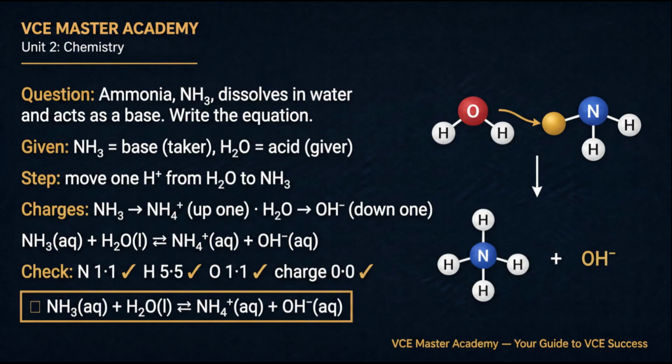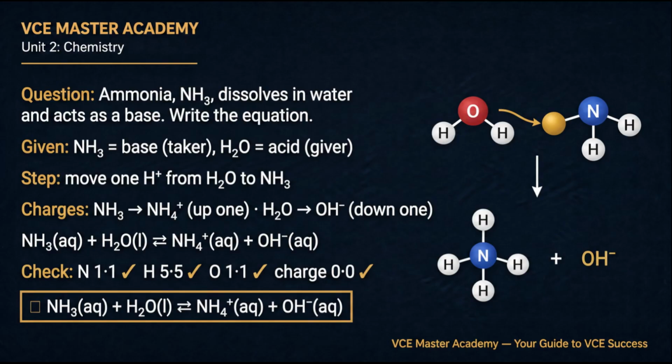Step 2, move exactly 1 H+ from water to ammonia. Step 3, fix the charges. Ammonia was neutral, it gained a +1 ball, so it becomes NH4+, the ammonium ion. Water was neutral, it lost a +1 ball, so it becomes OH-, hydroxide. Write it out, with states, and a double arrow because ammonia is a weak base.